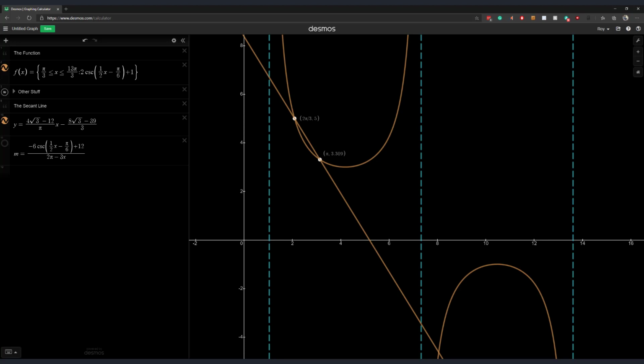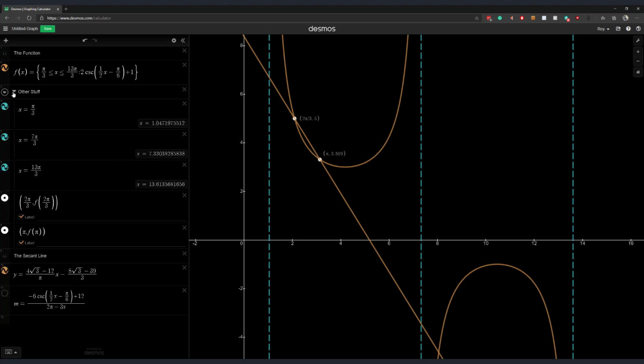And now we want to adjust this so that our secant line is not going through 2 pi over 3 comma f of 2 pi over 3 and pi comma f of pi, but instead it's going through 2 pi over 3 comma f of 2 pi over 3 and some arbitrary point a comma f of a. We were writing it down as x comma f of x, but actually I'd like to mark it as a comma f of a.